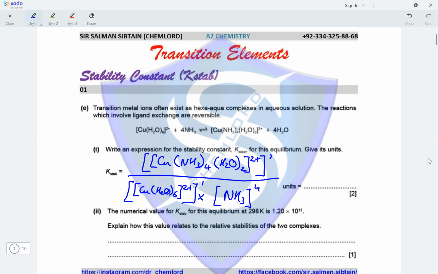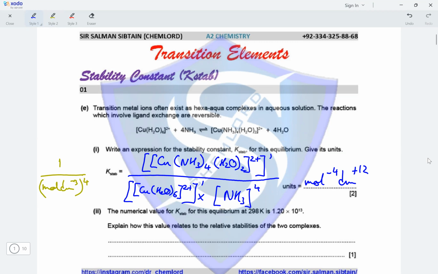Now, we have 1 concentration in the numerator and 5 concentrations in the denominator. One of them will cancel out. We are left with 1 upon mole per dm cube raised to the power of 4. So bringing this up into the numerator, we will end up with the units of mol power minus 4 and dm power plus 12. Next, the numerical value for K step for this equilibrium at 298 kelvins is 1.20 times 10 to the power of 13.